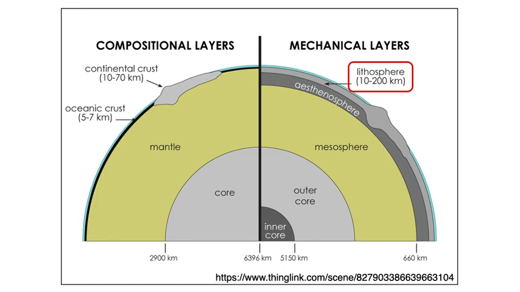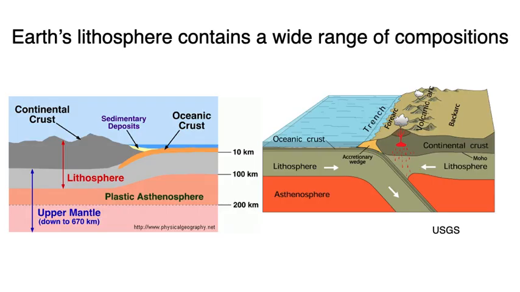To give you a better idea of the lithosphere, here's a comparison of the compositional layers of the Earth, which are probably familiar: core, mantle, and crust, with continental crust being thicker than oceanic crust. And then the mechanical layers, where you see lithosphere on the outside. That's the rigid plates that move around on the asthenosphere in response to mantle convection. The lithospheric thicknesses are from like 10 to 200 kilometers. These diagrams emphasize the point that the lithosphere is composed of both crust and upper mantle.